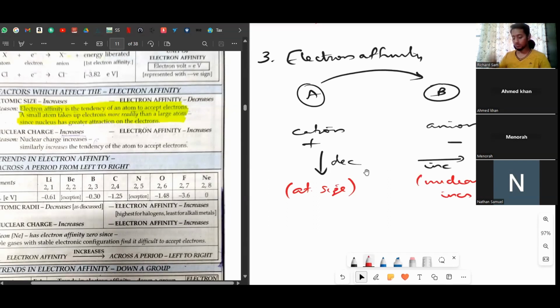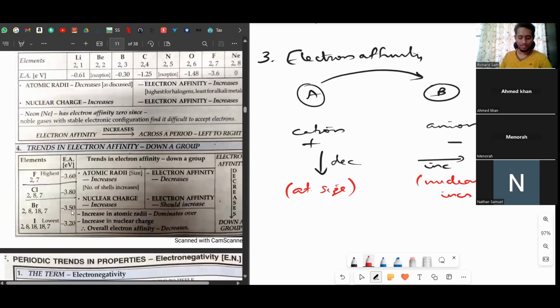Now, as you go down the group, look at the first group, hydrogen, lithium, and sodium. What's happening to that number? It's decreasing, minus 73. See, 73 is a bigger value. Then minus 60 and minus 53. So as you go down the group, there is a decrease in the electron affinity. Look at the last group, sorry, seventh group, halogens. Fluorine is minus 328, and as you go down, it's supposed to decrease, no?